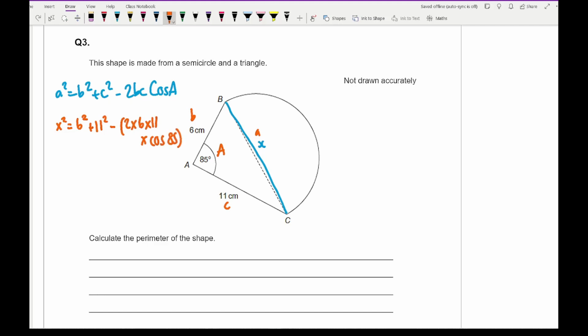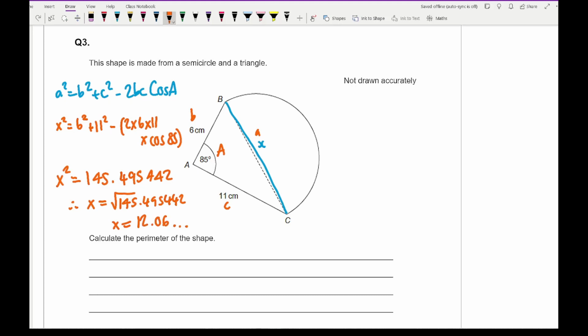And if I type that all into my calculator, which I'm going to do now, 6 squared plus 11 squared minus 2 times 11 times 6 multiplied by cos 85, I get an answer that x squared equals 145.495442. So therefore x equals the square root of 145.495442. So x equals 12.06.